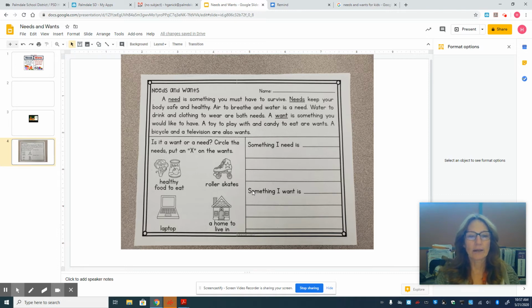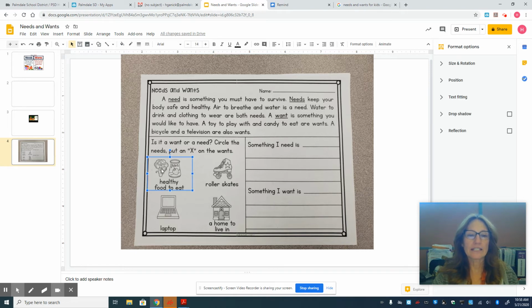Okay? So it says here, is it a want or a need? Circle the needs. So you're going to put a circle around food. Put an X on the wants. So I'm just going to do this one for you. If you click on it, a box will come up. If this is a need, you're just going to type in an O or a 0, because that's like a circle. If it's a want, you're going to type in an X. Do we need healthy food to survive, to live? Yes. So that is a need. So you need to type in an O or a 0 because that's a circle. And do that on each one of these.